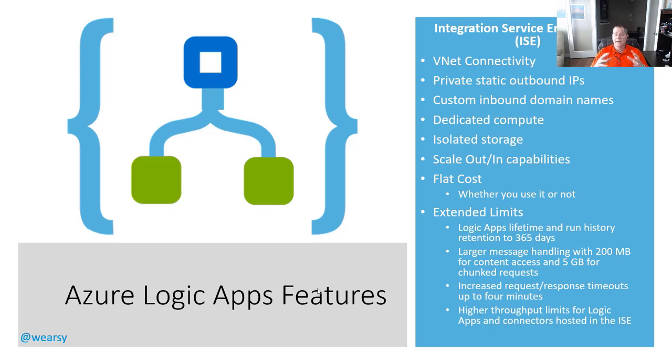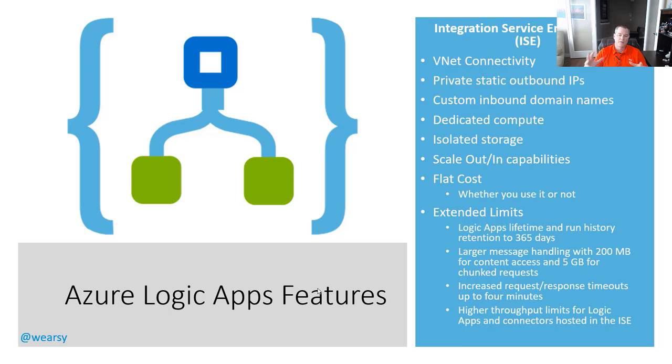You can go ahead and scale out your ISE based on consumption, and where you hit a certain threshold, go ahead and add another scale unit. Once the traffic calms down, pull it back in, pay per hour for that additional capacity. Pretty cool. Since it is your capacity, you have more control over the data. So for example, you do get a longer lifetime for a Logic App. You get a full year versus 90 days inside of Power Automate. Or sorry, not 90 days, 30 days inside of Power Automate. 90 days is the default for Azure Logic Apps.